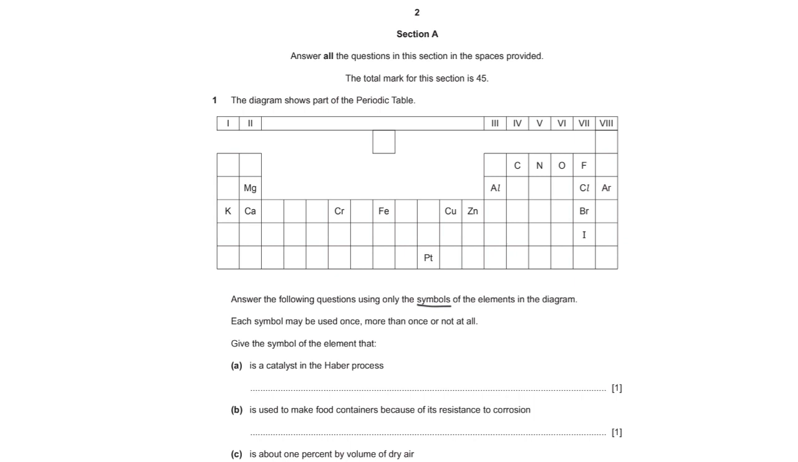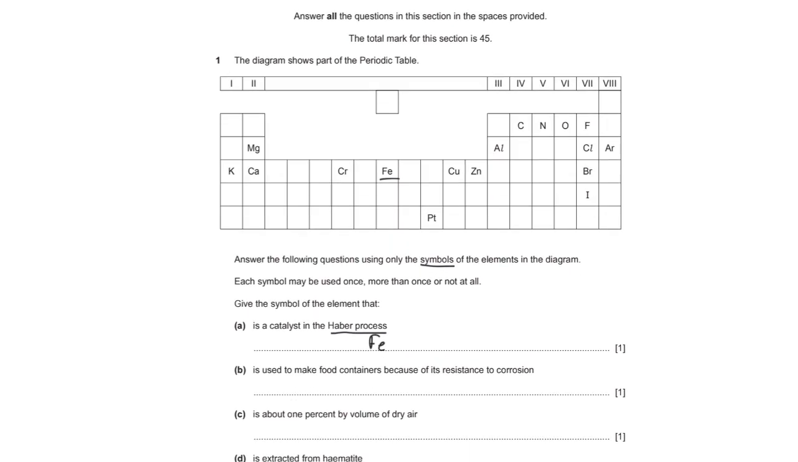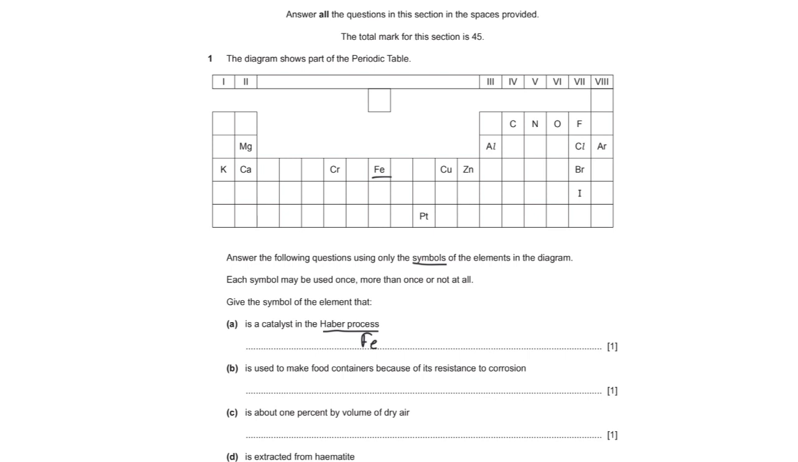Give the symbol of the element that is a catalyst in the Haber process. You should know that iron is used in the Haber process. Iron is Fe. Which is used to make food containers because of its resistance to corrosion? Aluminium is often used in tins and cans, because it has a protective layer of aluminium oxide, which is anti-corrosive. So you will write Al here.